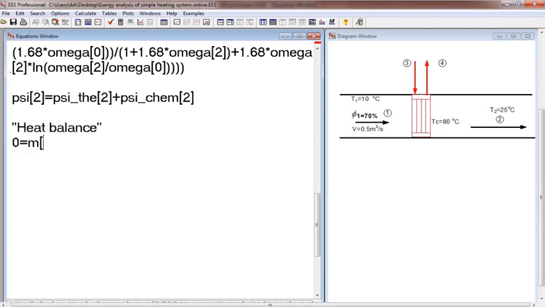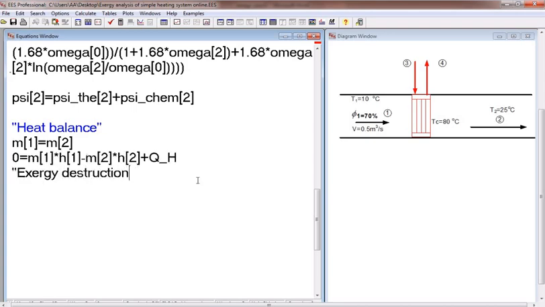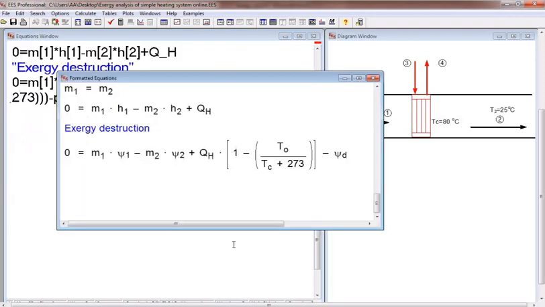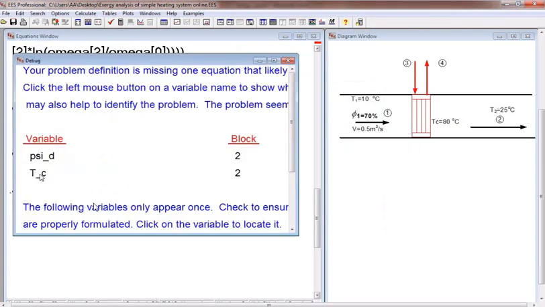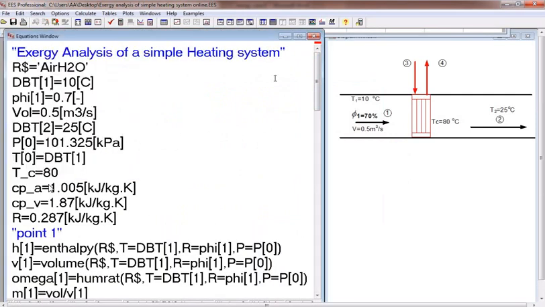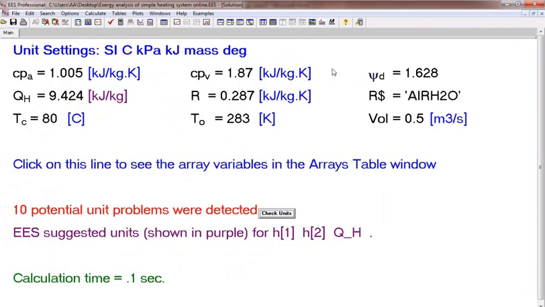Heat balance of the duct system equals M1 H1 minus M2 H2 equals Q heat. M1 should be equal to M2, steady state. Exergy destruction. Okay, M1 psi 1 ناقص M2 psi 2 plus thermal exergy due to heat transfer between water and air. This is the coil temperature. I should define the coil temperature. Okay, this is the final result.